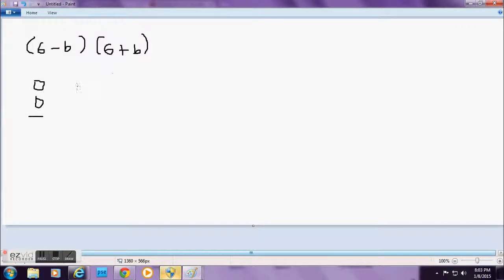So, alright, 6 squared, so it's 36. And then you always place a minus because that's the rule. And then what's b squared? It's b squared. So that's how you answer it. It's that simple. I will go ahead and make the questions and let's answer them together.